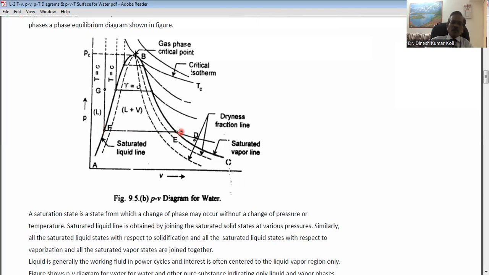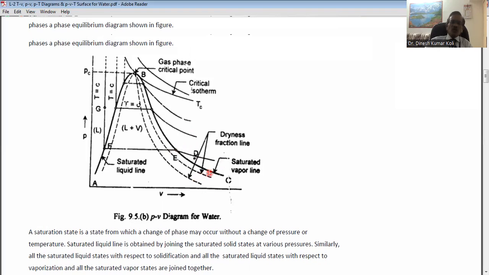Similarly, at point E here also, because this point E is lying over the saturated vapor line. So at this point E, the steam is the dry steam, dry saturated steam or the dry vapor. If we cool this vapor at this point, then at constant pressure and temperature it will change its phase, but it will not change its pressure and temperature. So E is also called a saturation state.